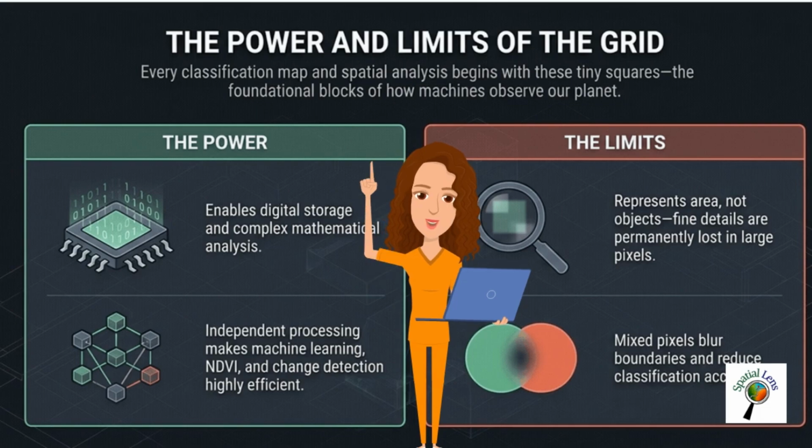However, pixels also have limitations. A pixel represents an area, not an individual object. Large pixels lose fine details. Mixed pixels reduce classification accuracy. Objects smaller than the pixel size may disappear completely. The appearance of an object also depends heavily on the sensor's spatial resolution.